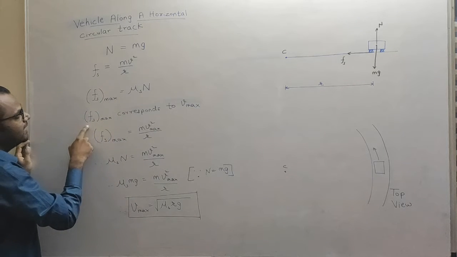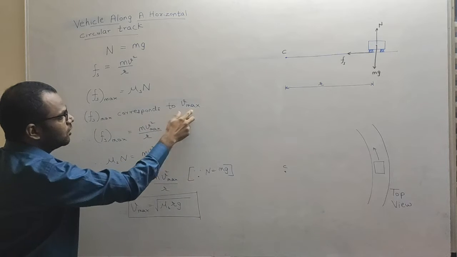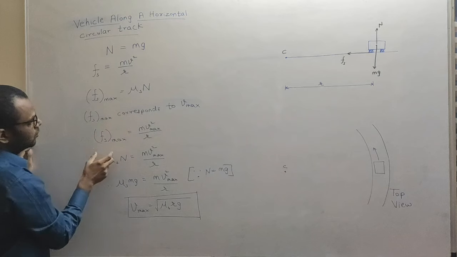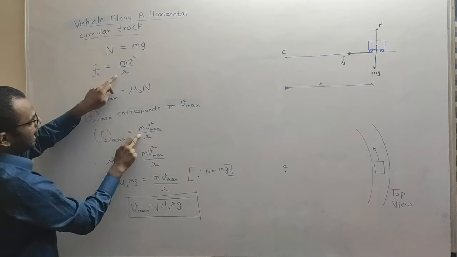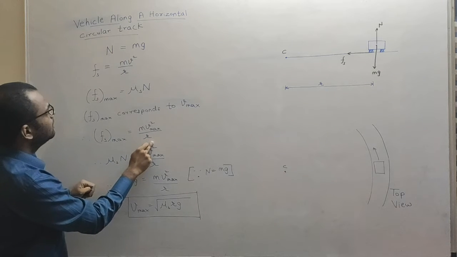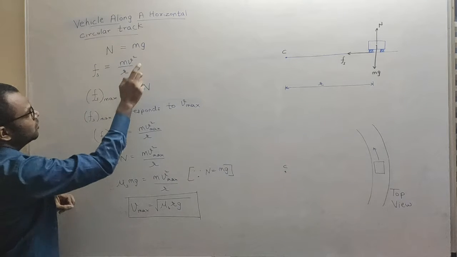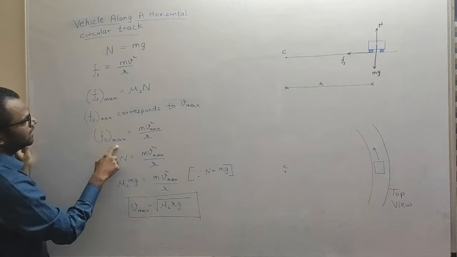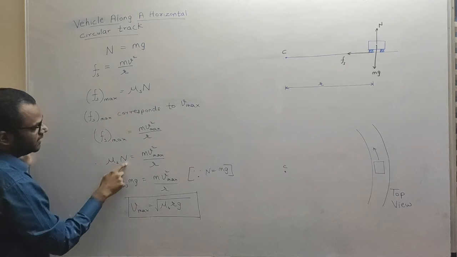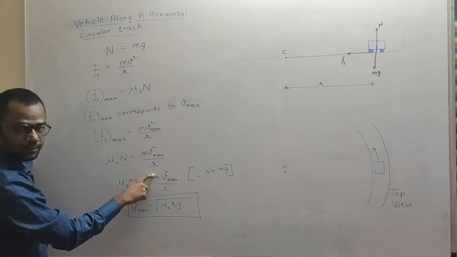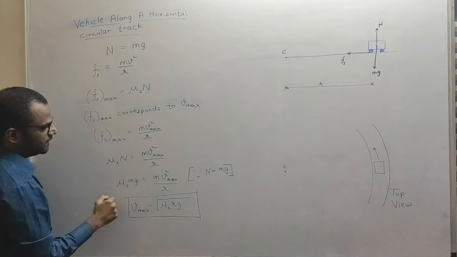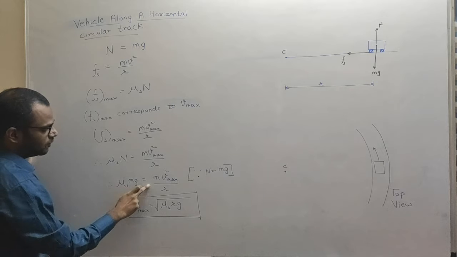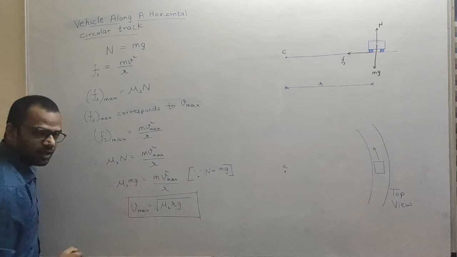So we are saying that, let us say Fs max corresponds to maximum velocity V max, but Fs max is nothing but mu s into N. So I am writing Fs max as m V max square upon r, because Fs max will correspond to V max, and hence this equation. Now Fs max was nothing but mu s into N, and hence mu s into N is equal to m V max square upon r. Again, N is nothing but equal to mg. So instead of N, I am writing mg. So mu s mg is equal to m V max square upon r.